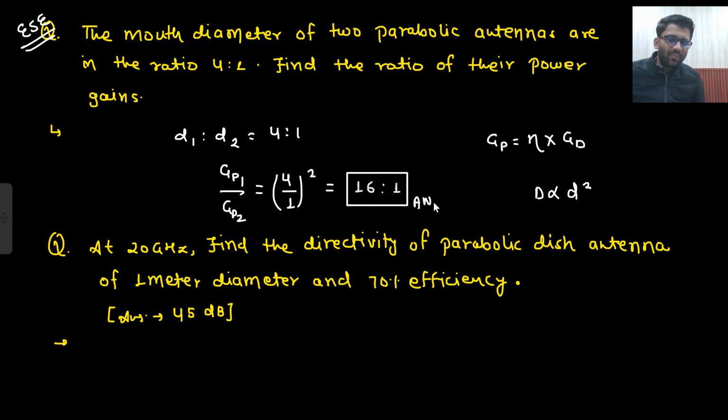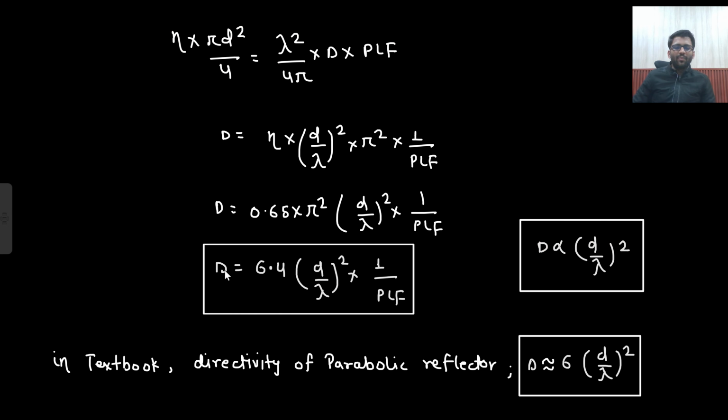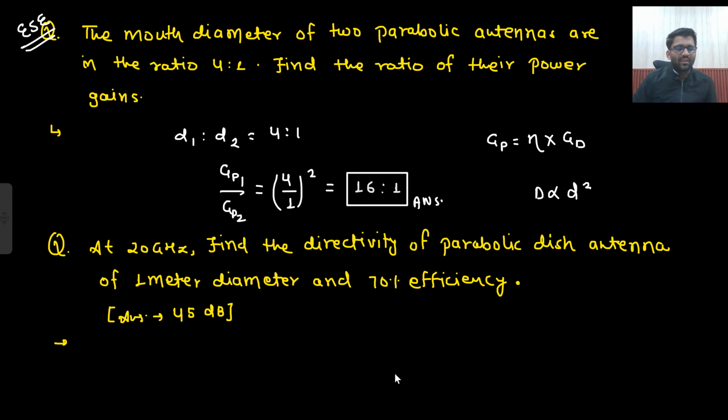Okay, but this is not important for your GATE examination. You don't need to mug up this formula for your GATE examination. But for PSU, ESE examination, for BARC examination, for ISRO examination, these are important. Now what about this? At 20 gigahertz, find the directivity of a parabolic dish antenna of 1 meter diameter and 70% efficiency. So now good enough data are given.